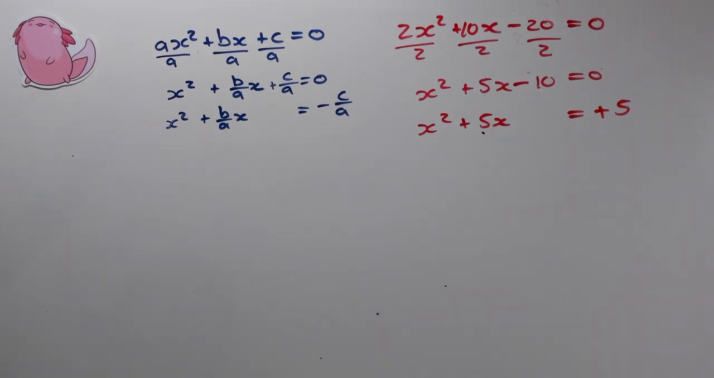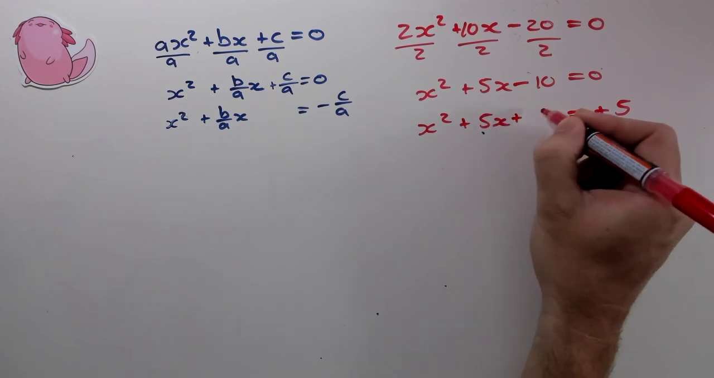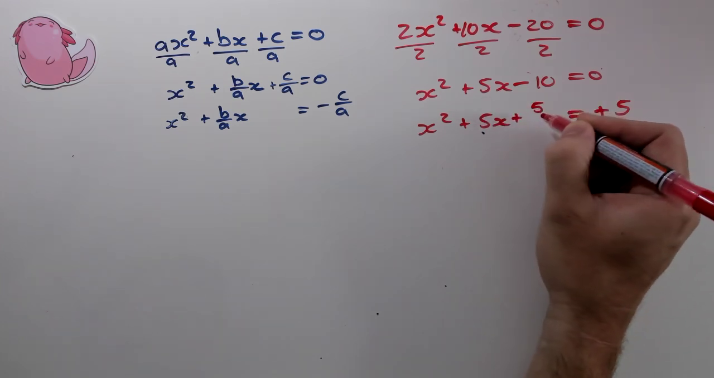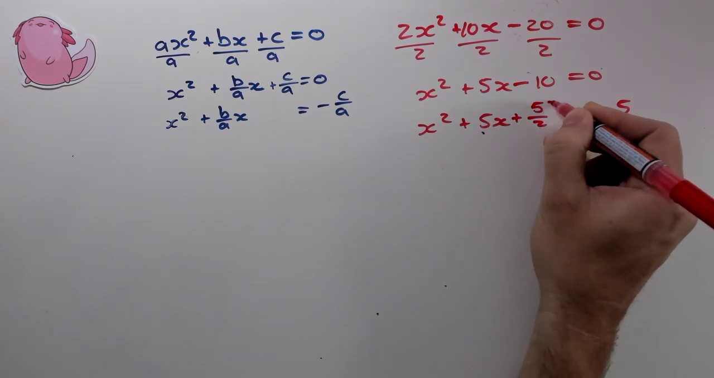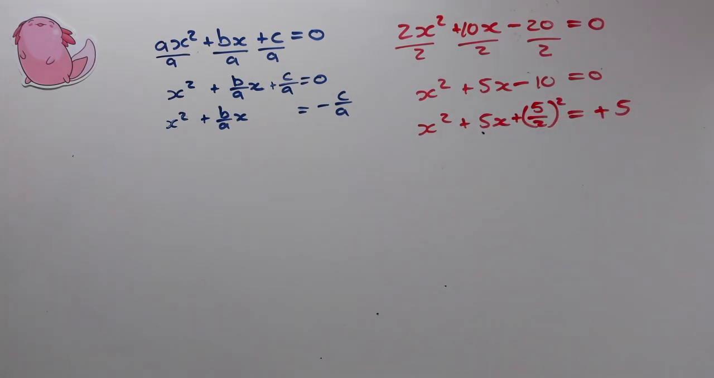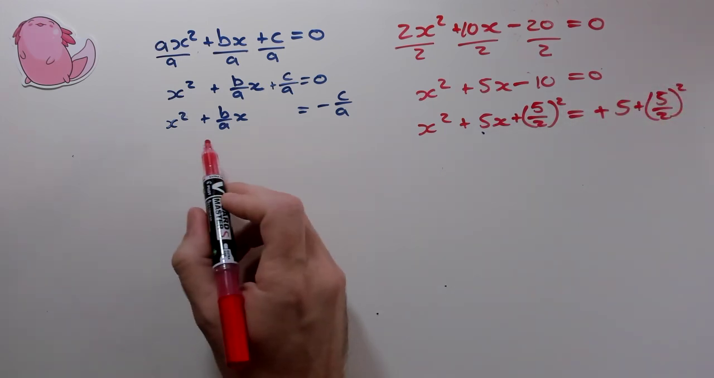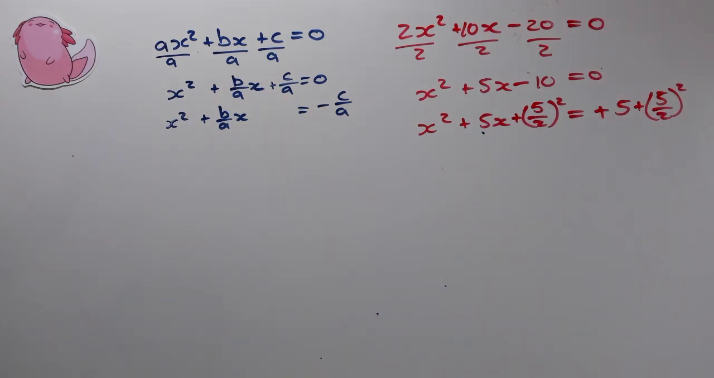Next step here would be to divide this number by 2 and then square it and then add it. I know that's like, what? But I'm going to add this number divided by 2, squared. And because it's an equation, I'm just doing it on both sides. So I'm adding 5 over 2, all squared. Okay, and then I'm going to do the same thing here, right?